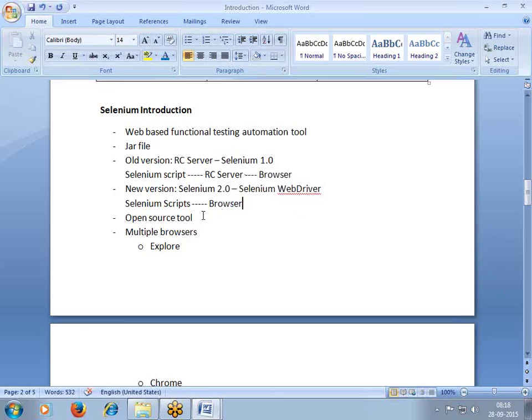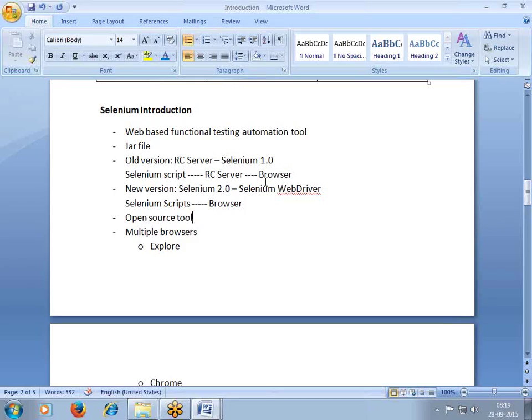Selenium 2.0 and iPhone Selenium WebDriver. It means what, sir? Selenium 2.0 is nothing but Selenium WebDriver. Yes, exactly that. Selenium 2, the current version, is called Selenium WebDriver.